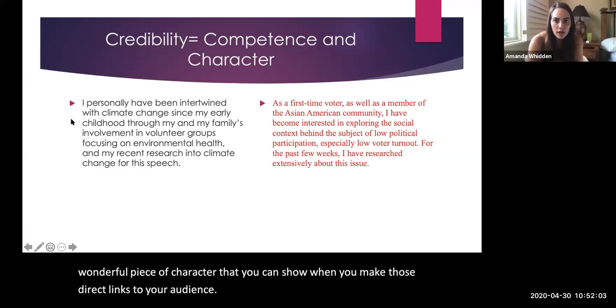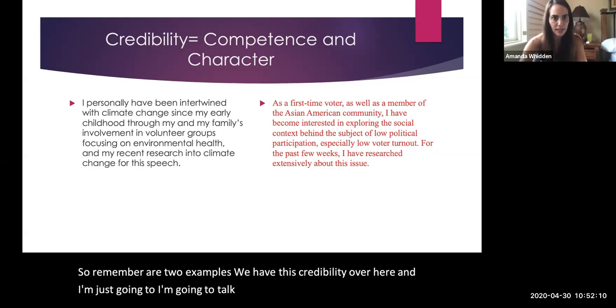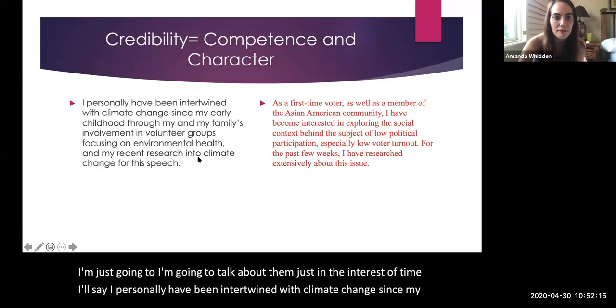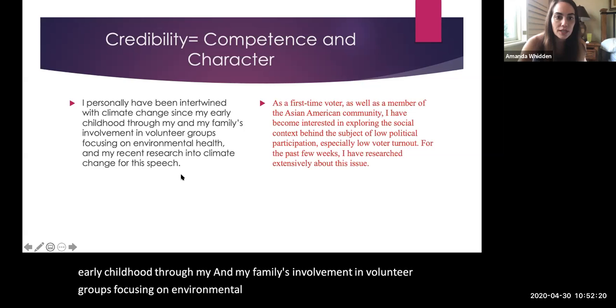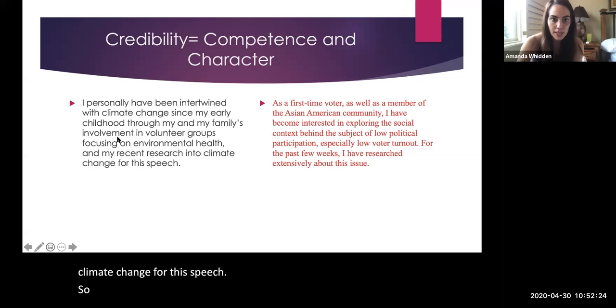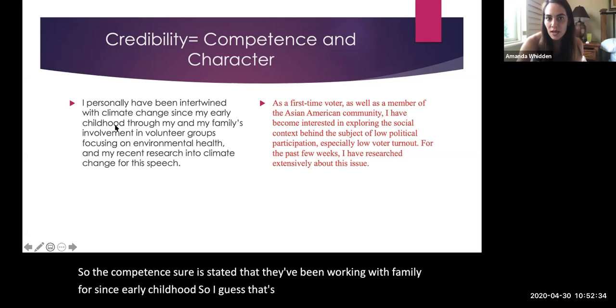So remember our two examples. We have this credibility over here, and I'm going to talk about them just in the interest of time. I'll say I personally have been intertwined with climate change since my early childhood through my and my family's involvement in volunteer groups focusing on environmental health and my recent research into climate change for this speech. So the competence sure is stated that they've been working with family since early childhood. So I guess that's a long period of time. We can be specific, and that would be helpful.